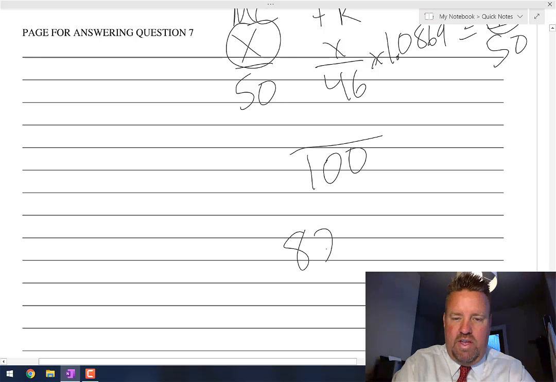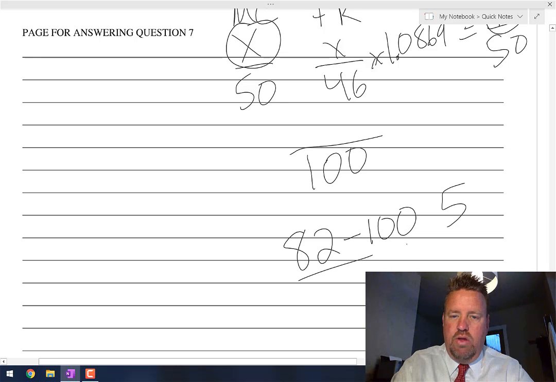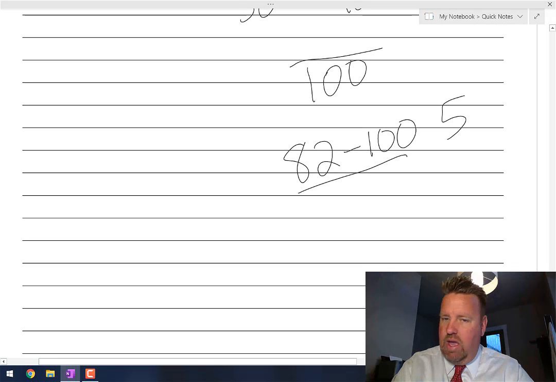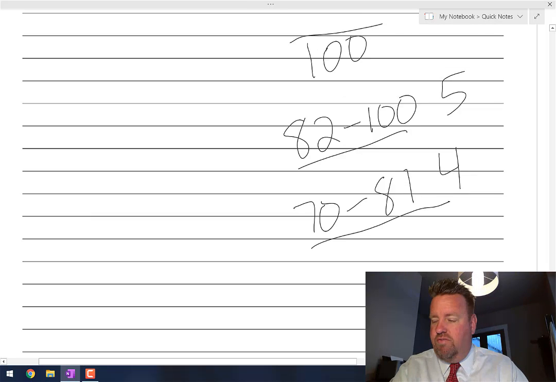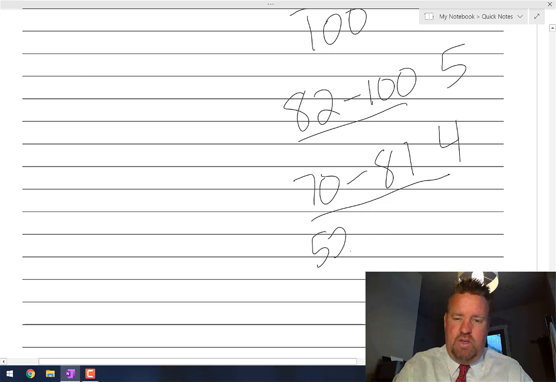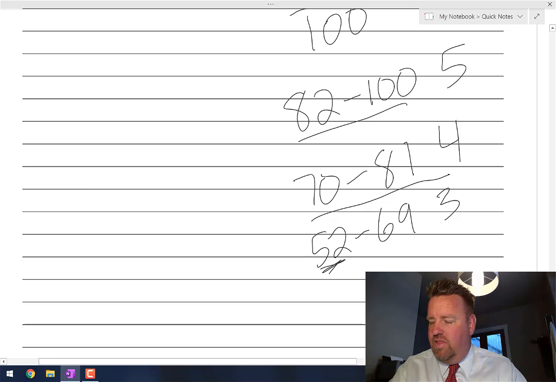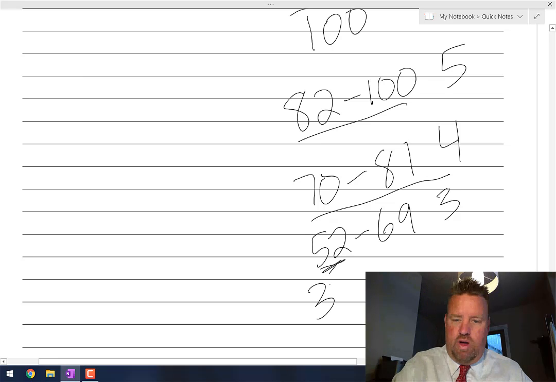To get a 5 on this, anywhere from 82 to 100 was a 5. The 4 stopped at 70, so 70 to 81 is a 4. 52 to 69 was a 3, so almost down to 50 there. The 2 did go all the way down to 37, to 51 is a 2, and then obviously 36 and below is a 1.